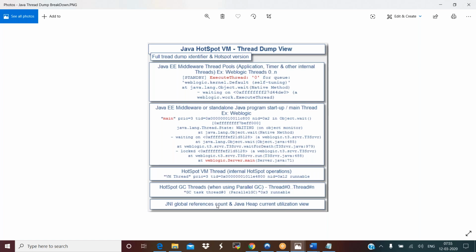When I talk about the heap current utilization view, it will directly show you, from JDK 1.6, the complete numbers of heap: the complete utilization of heap, which is the Eden, S0, S1, young generation, and old generation. You will see all the metrics just by seeing the heap current utilization window. So you will get all this information from a thread dump analysis.